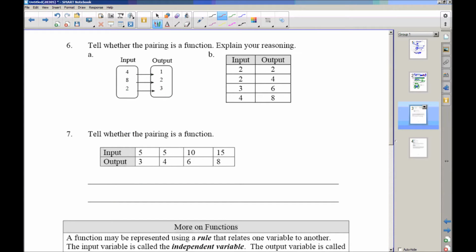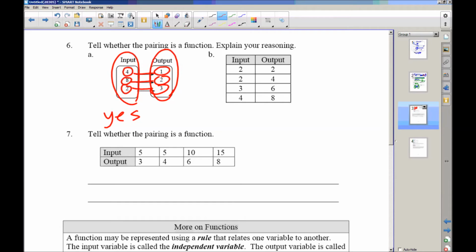Flip it over. Tell whether each pairing is a function and explain your reasoning. So the definition of function is the input contains a list of numbers. We have a domain here and a range that contains a list of numbers, and such that each value in our domain points to only one value in our range. So 4 only points to 1, 8 only points to 2, and 2 only points to 3. So yes, this is a function.